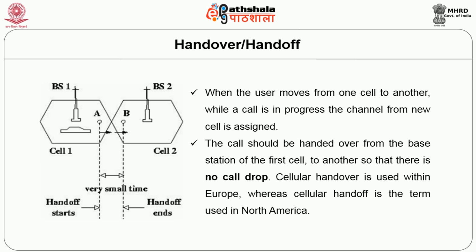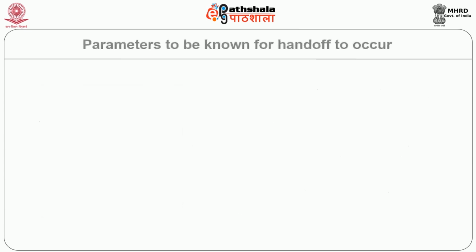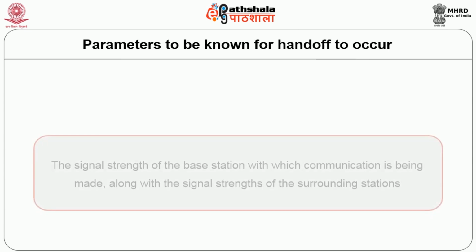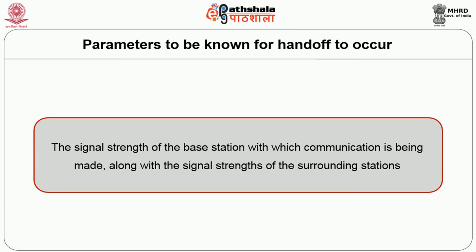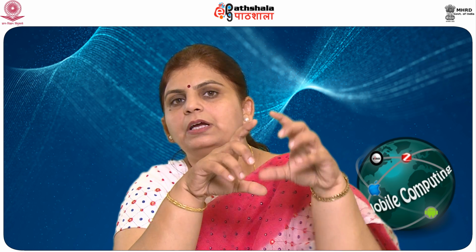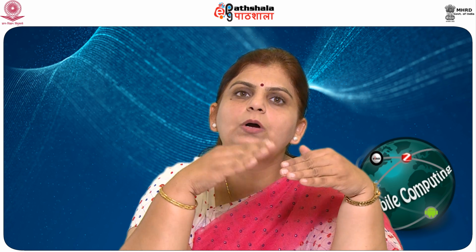Now the only requirement for handover is that it should be carefully performed so that there is no call drop and also the performance should not be degraded. What are the parameters which should be known for handoff to occur? The signal strength of the base station with which the communication is made, along with the signal strength of the surrounding stations. Now, who does this? In different communication standards, different entities are involved, but the basic criterion is that a device is communicating with one particular cell, it is moving away from it and getting closer to another cell. Hence it will be getting different signal strengths from both cells. Now, if the difference between these signal strengths is up to a particular threshold value, then no handoff would be required. And if it goes below that threshold value, handoff will be initiated.